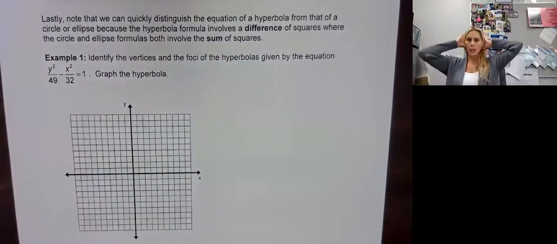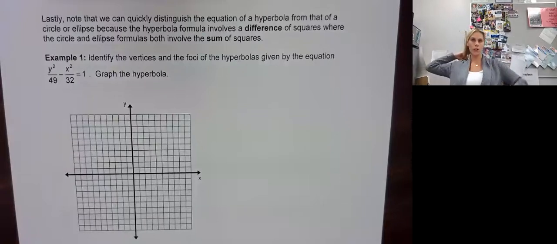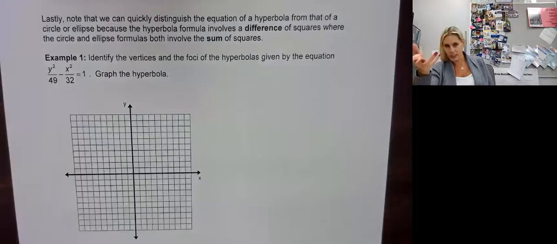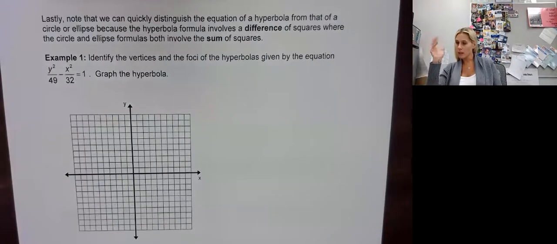Lastly, note that we can quickly distinguish the equation of the hyperbola from that of a circle and an ellipse because it involves that difference. So keep in mind, we have x squared, y squared, but we have that minus and different a and b. So let's graph this.